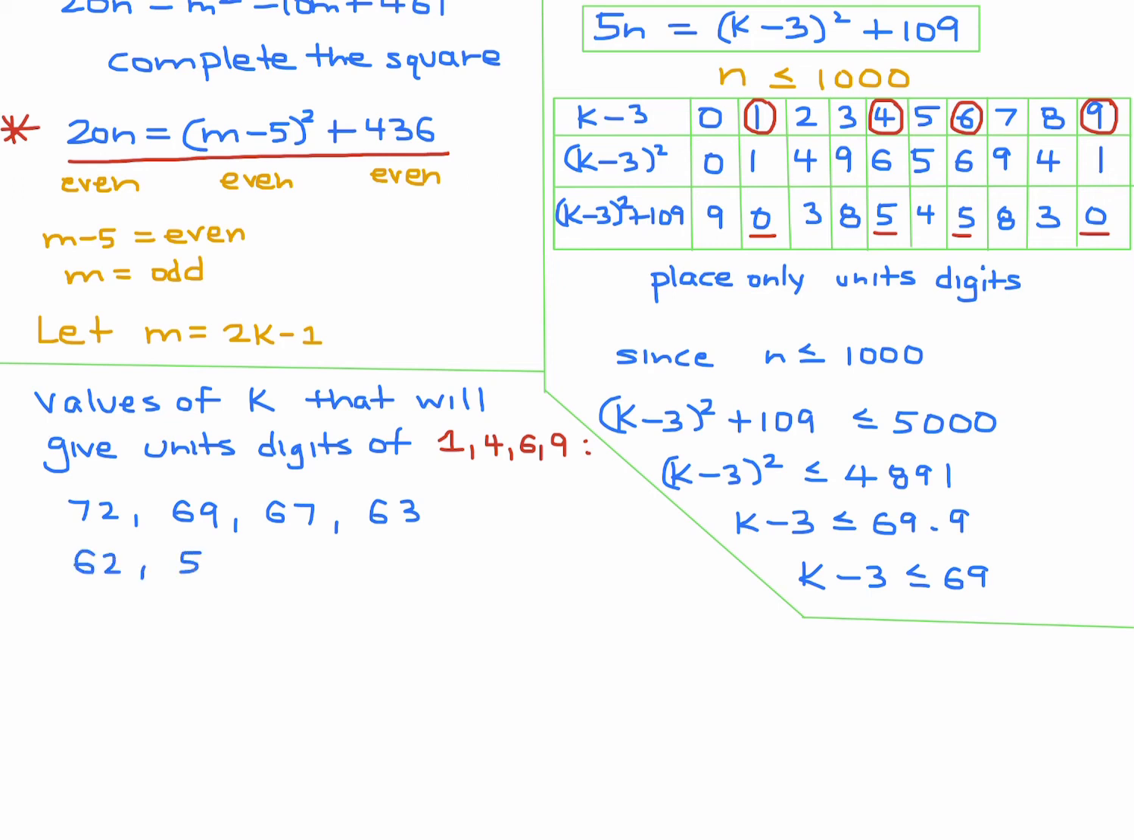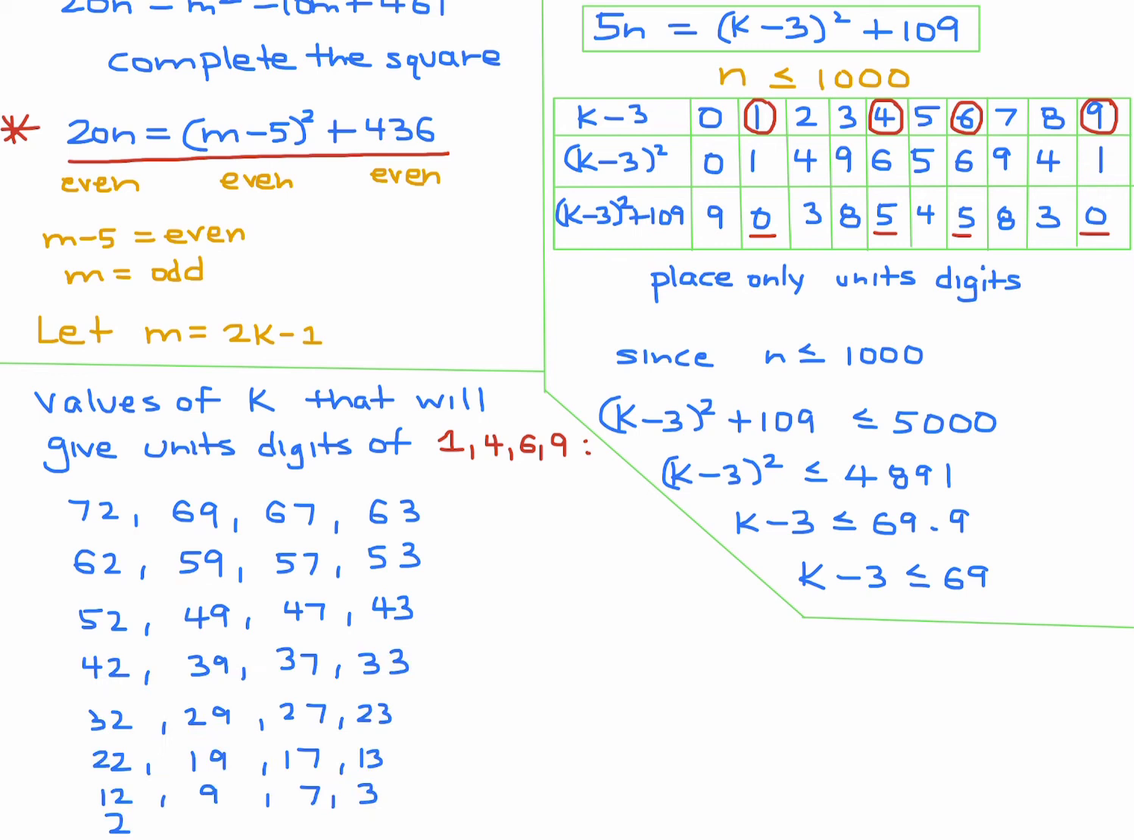So continuing, I get 62, 59, 57, 53. You'll see that there's a pattern here. 52, 49, 47, 43, and so on, right? So I'll just fill them all in. And there you go. There's my entire list, where k − 3 is less than 69. And I'm choosing values of k so that k − 3 will have a units digit of either 1, 4, 6, or 9. And how many did I create in total?